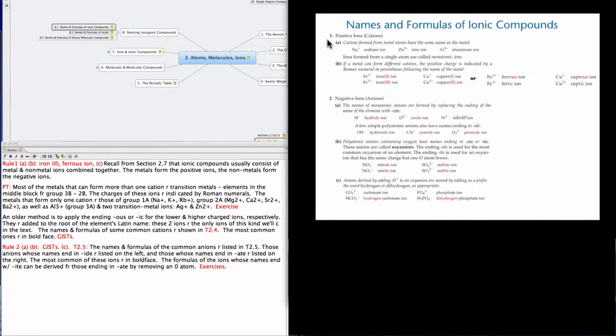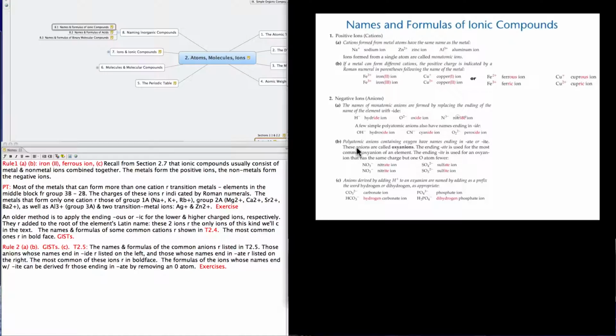Just to summarize the naming of ionic compounds, the cations formed from metal atoms have the same name as the metal. If a metal can form different cations, then the positive charge is indicated by a Roman numeral in parentheses following the name of the metal. And for the anions, the names of monoatomic anions are formed by replacing the ending of the name of the element with "ide," and then you have a few examples of polyatomic anions that also have names ending in "ide." You need to remember these.